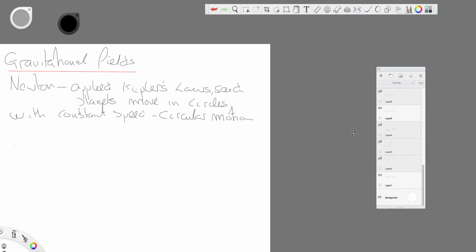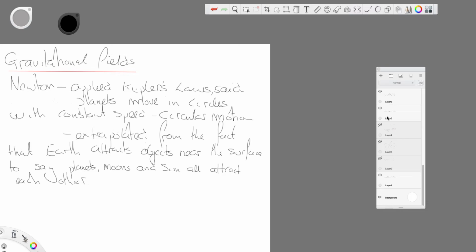So what did Newton do? Well, Newton took Kepler's laws and he said that planets are moving basically in circles. They might be a little bit elliptical, but they're basically in circles with constant speed, and this is circular motion.